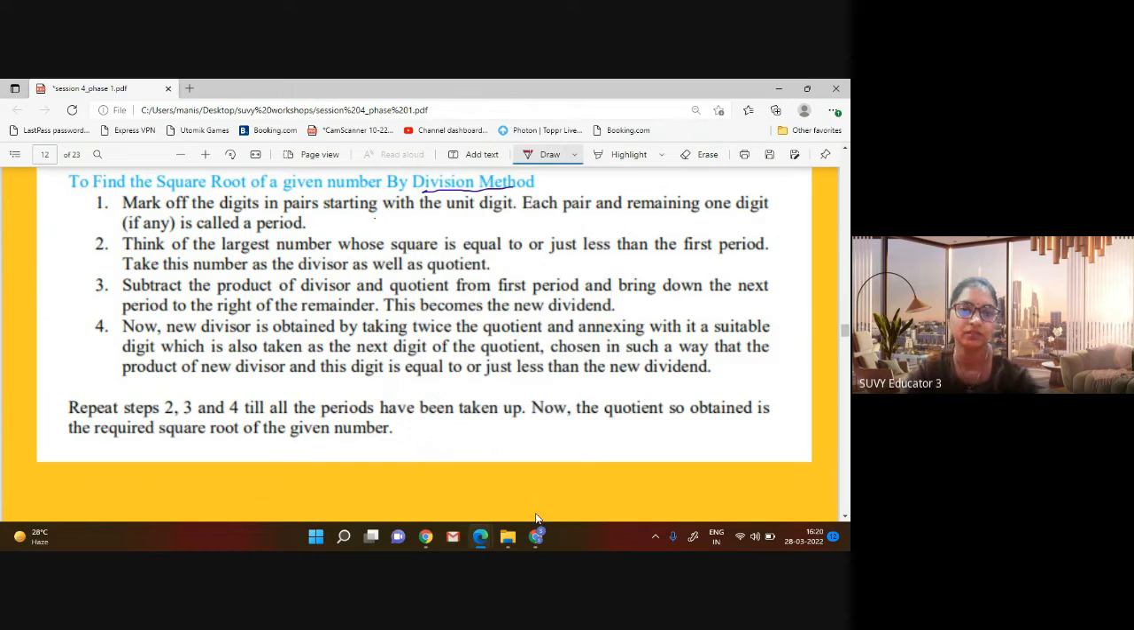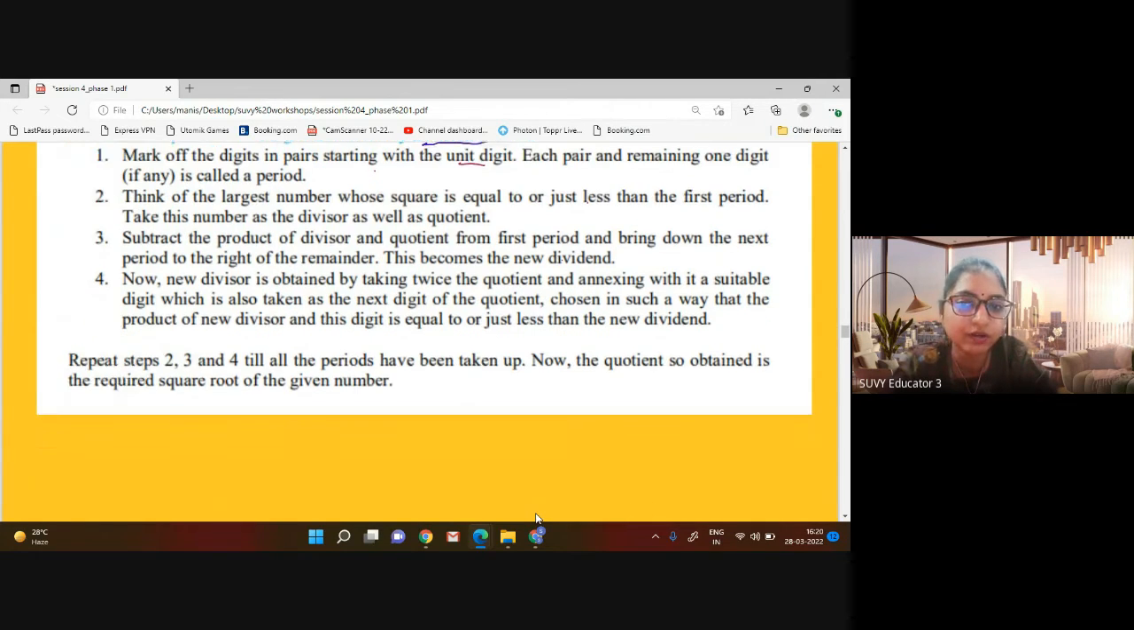So my dear friends, the steps are written for your convenience. Mark the digits in pairs starting with the unit digit. Each pair and the remaining one digit is called a period. Think of the largest number whose square is just less than or equal to the first period. Take this number as a divisor as well as quotient. Subtract the product of divisor and quotient from the first period and bring down the next period to the right of the remainder. This becomes the new dividend. Now, the new divisor is obtained by taking twice the quotient and annexing a suitable digit, which is also taken as the next digit of the quotient, right?